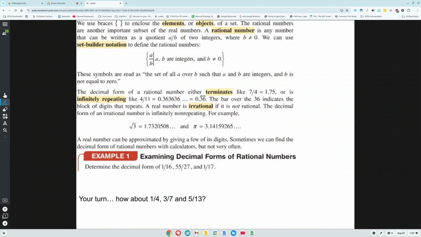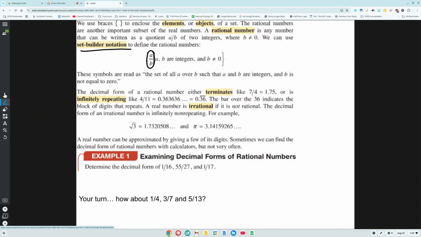And we can use set builder notation to define the rational numbers. So they use set builder notation here. We will not use set builder notation all that often. That's something that's just kind of redundant. But here you can see that they're saying that a rational number is any number a over b such that a and b are both integers and b is not equal to 0. These symbols are read as the set of all a over b such that a and b are integers and b is not equal to 0.